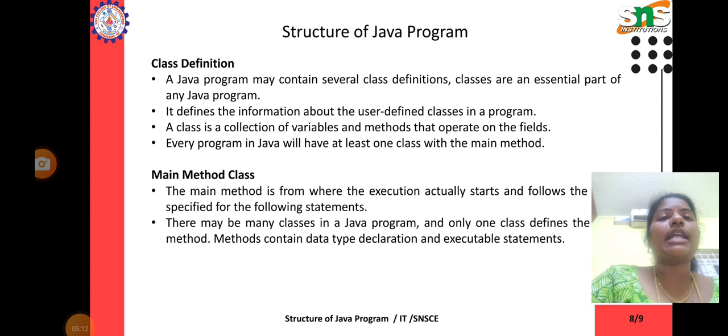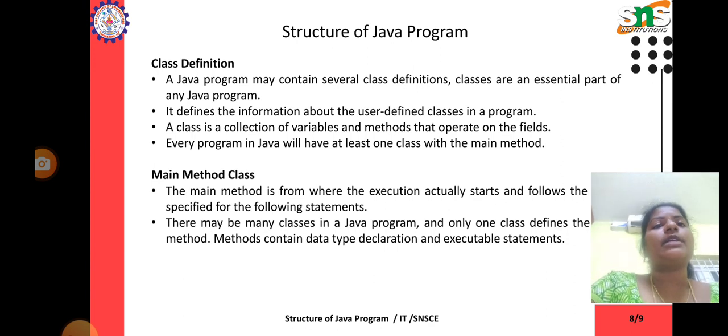Then class definition. A Java program may contain several class definitions. Classes are an essential part of any Java program. A class defines the program information about the user defined classes in the Java program. A class is a collection of variables and methods that operate on the fields. Every program in Java will have at least one class with a method.